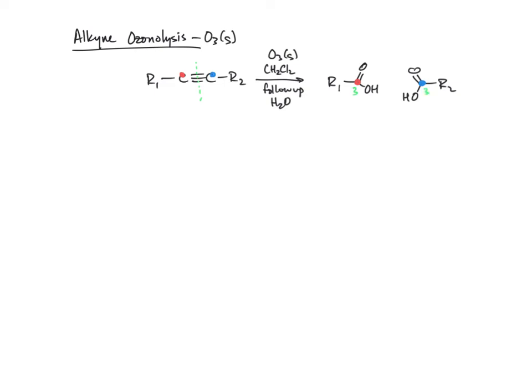And again, this is most useful when R1 and R2 are the same thing so that you're not ending up with different carboxylic acids. So you want to start with a symmetric internal alkyne so you get 2 equivalents of the same carboxylic acid. And again, why is this useful to us? We're taking a nonpolar hydrocarbon. When we treat with ozone, followed by aqueous workup, we're getting a polar functional group out of the molecule.